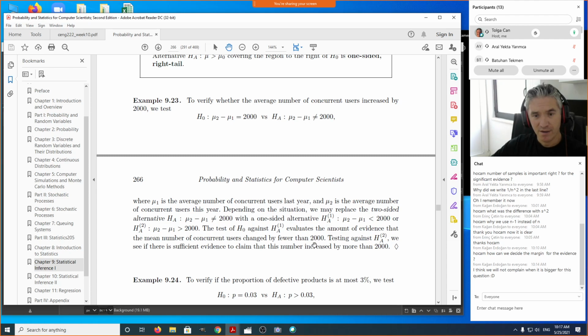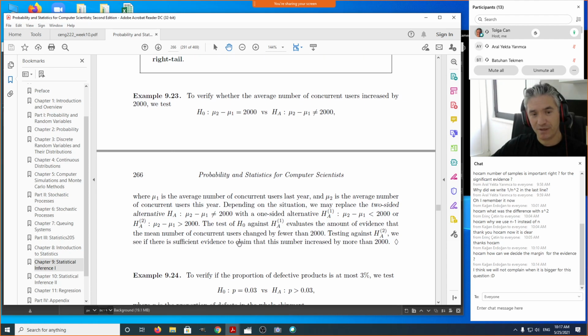So here, the last two sentences of this example tell us what these two different alternatives, less than and greater than, mean. The test of the null hypothesis against the first alternative, less than 2000, evaluates whether there is evidence that the number of concurrent users changed by fewer than 2000. In all these cases, it's not written in the sentence, but it means significantly fewer than 2000.